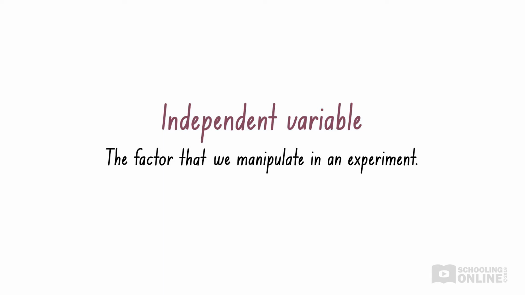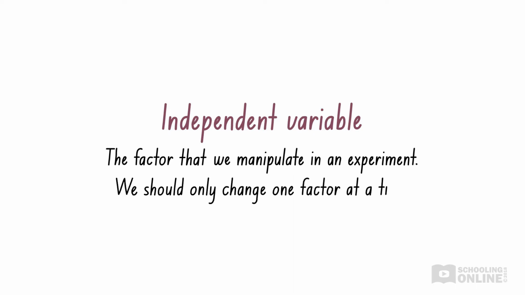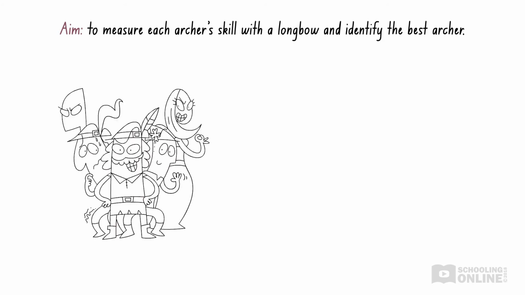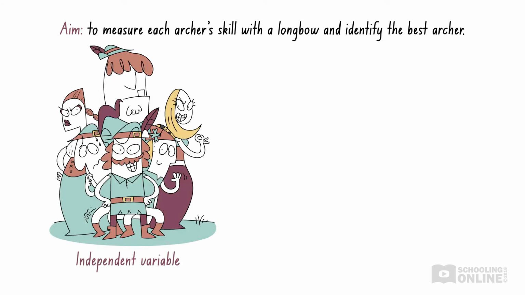For an experiment to be valid, we should only change one factor at a time. That way, we can conclude that any differences in our results are solely due to the changes in the independent variable and not other factors. Remember, the aim of the archery competition is to find who is the best at shooting arrows with a longbow. The independent variable is the archer, whether it be Robin Hood, Too Tall Trevor, or someone else. In each round, we test a different archer.